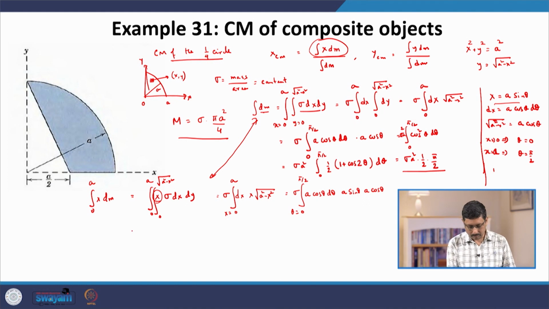So, now if I do the simplification, we get sigma times a cube. Note a cube has a dimension of length to the power 3, and this makes sense because we have x and a dx and dy. So, this integral will have a dimension of length to the power 3. So, so far we are consistent.